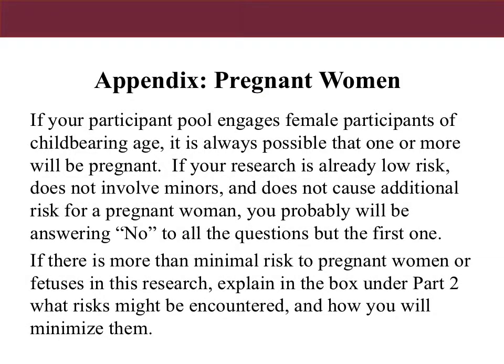If your participant pool engages female participants of childbearing age, it is always possible that one or more will be pregnant. If your research is already low risk, does not involve minors, and does not cause additional risk for a pregnant woman, you will probably be answering no to all the questions but the first one. If there is more than minimal risk to pregnant women or fetuses in this research, explain in the box under Part 2 what risks might be encountered and how you will minimize them.